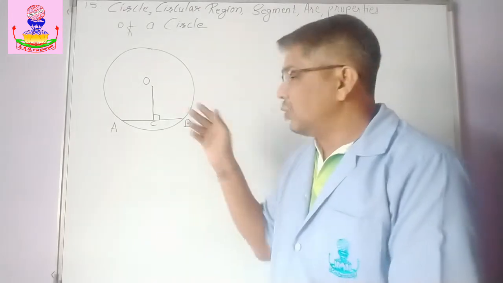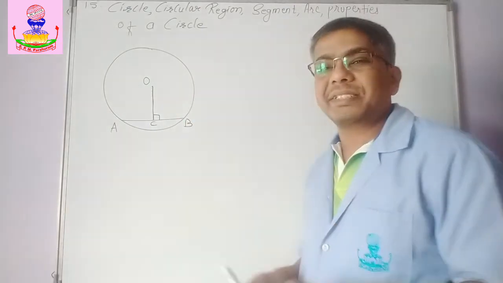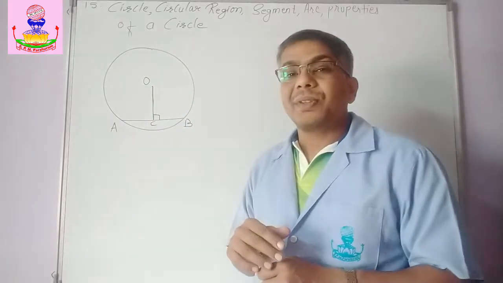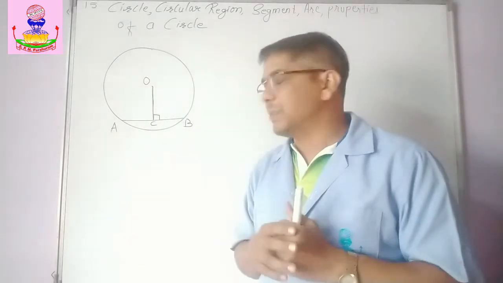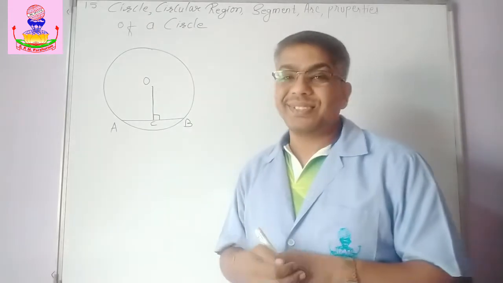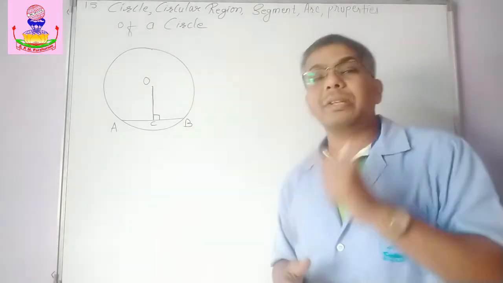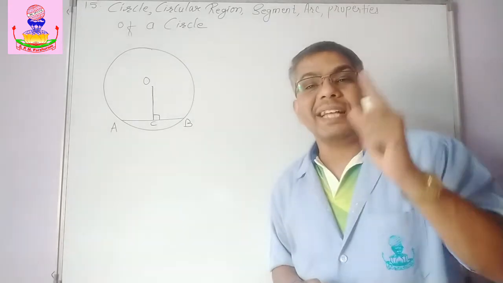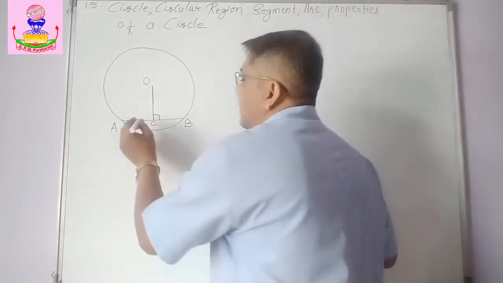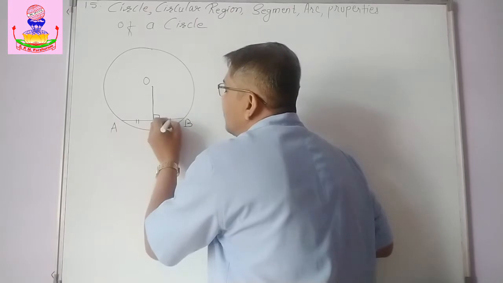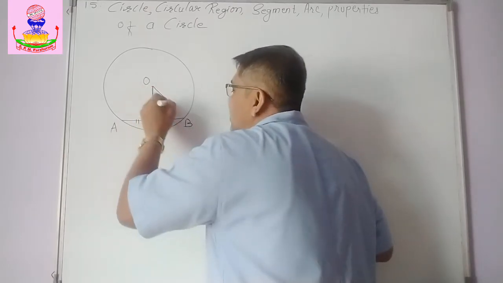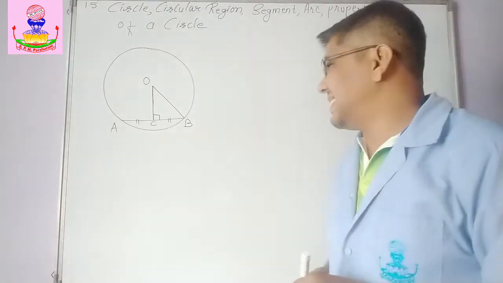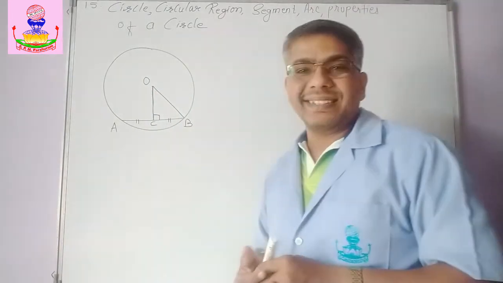But when I draw this perpendicular, I get some other interesting properties. That is, when I draw this perpendicular on the chord from the center of the circle, it bisects the chord. So this is the first property, that the perpendicular drawn from the center of the circle to the chord bisects the chord. So you will get AC equals BC. Now suppose if I join this, I get what type of triangle? Yes, it is a right angle triangle.